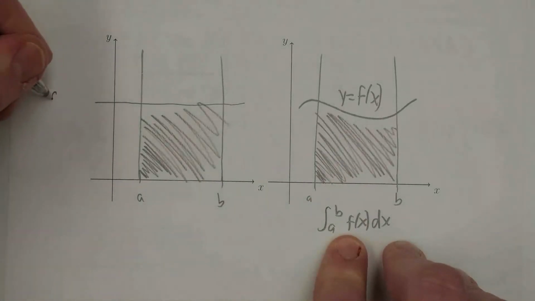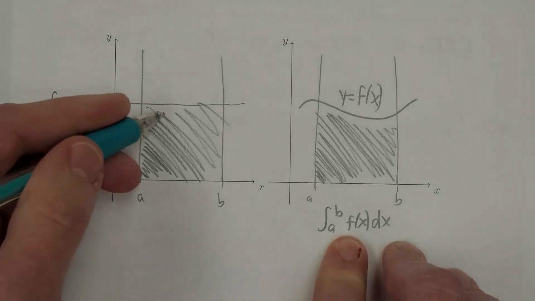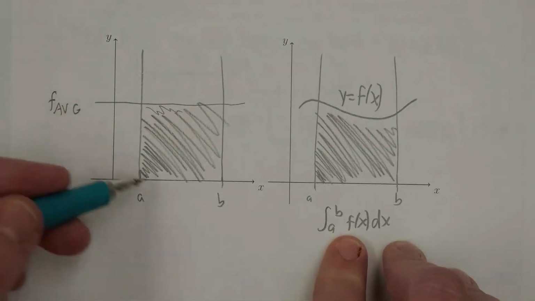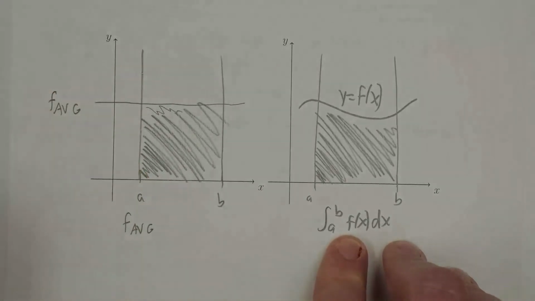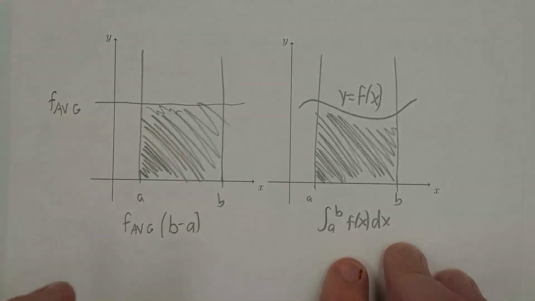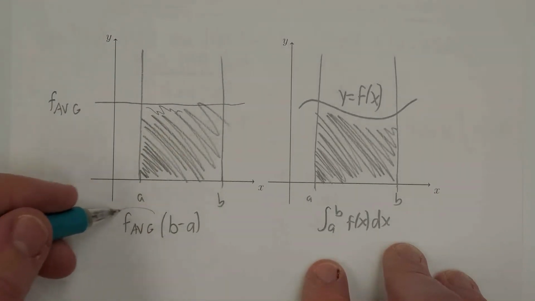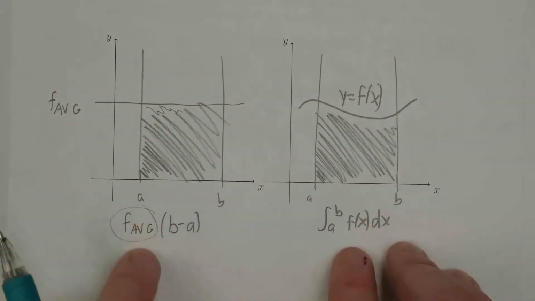So I'll denote this as f sub avg for reasons you'll see in a second. So the idea is to say, all right, if we take the area of this rectangle, that is this constant f sub avg, times b minus a, the length of your integral, we want to be able to find this constant f sub avg such that these two quantities are the exact same.